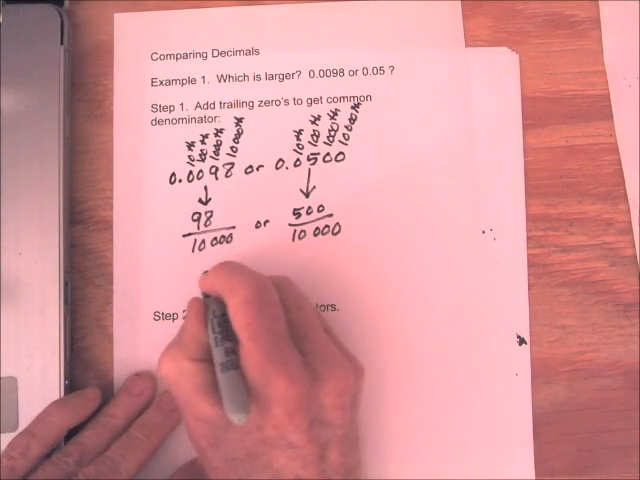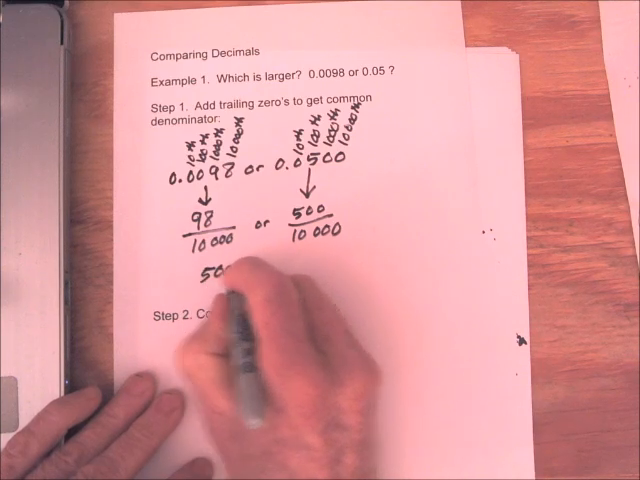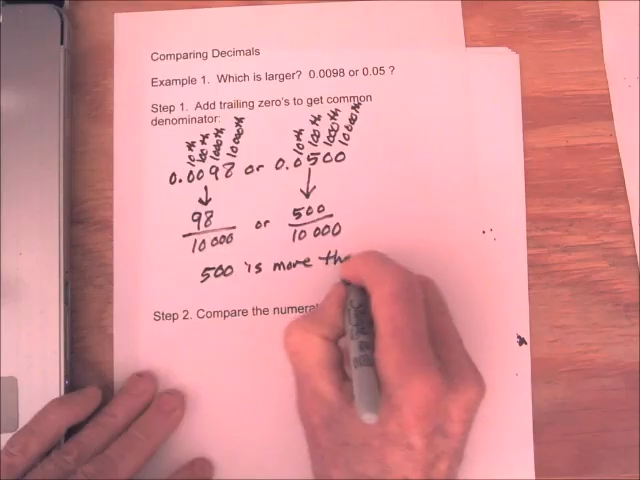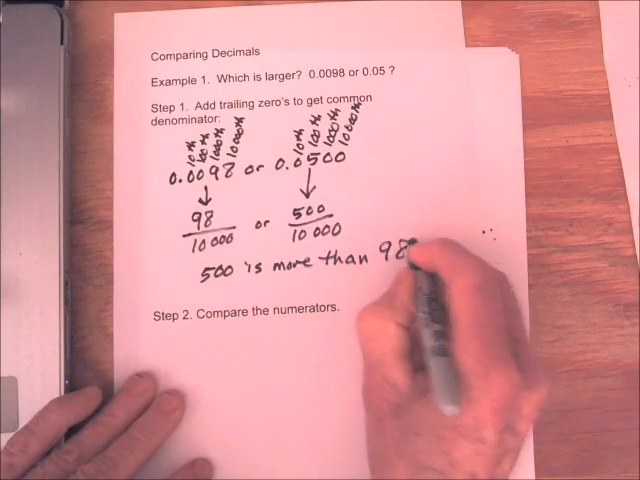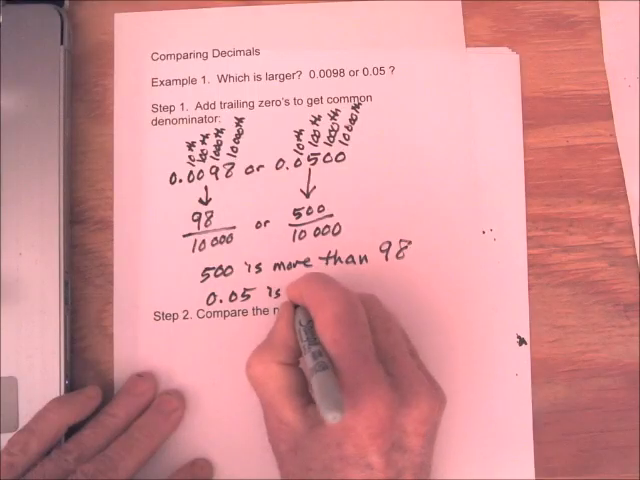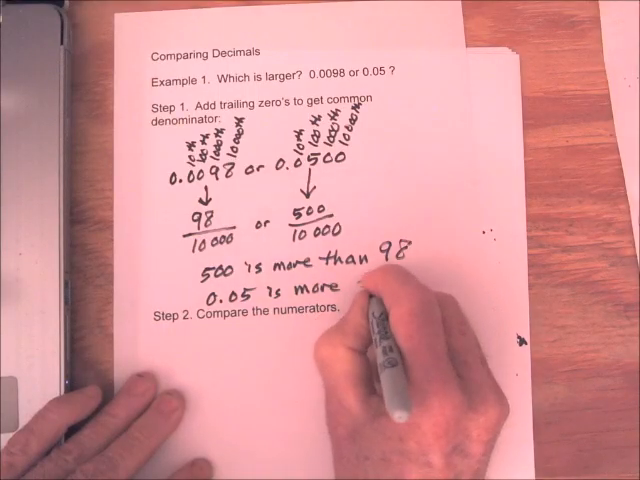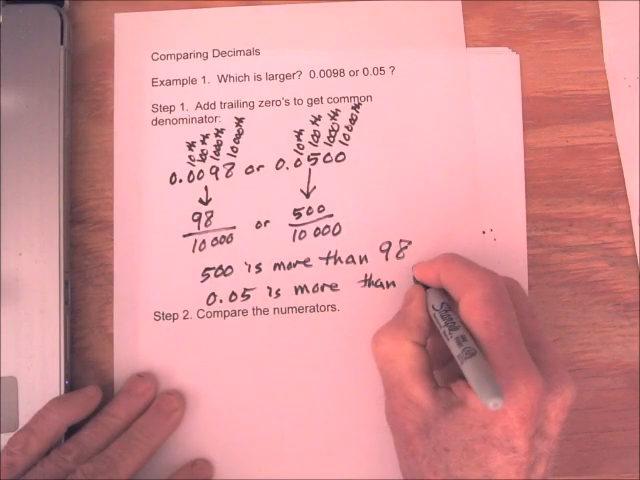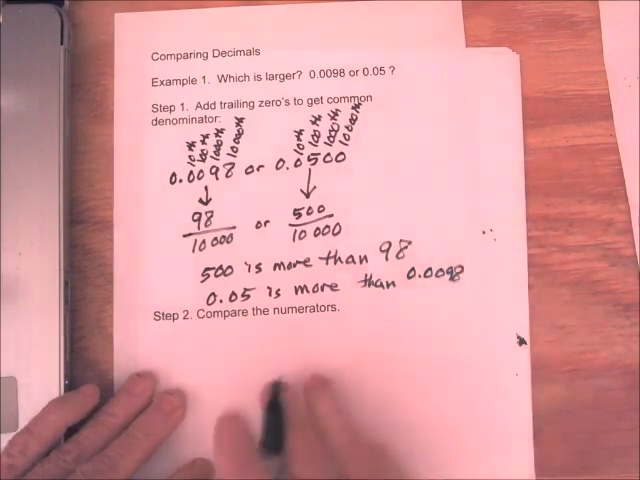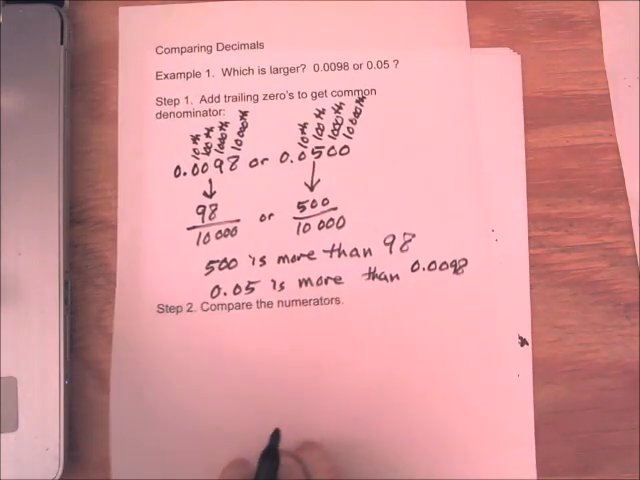So 500 is more than 98. So that means that 0.05 is more than 0.0098. So that compares those two numbers.